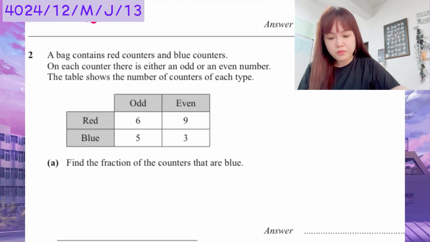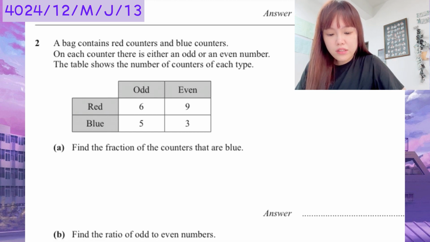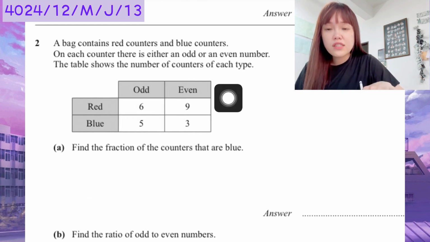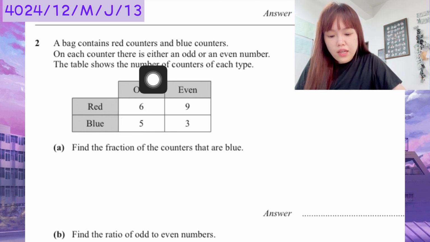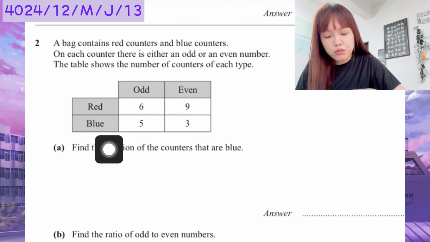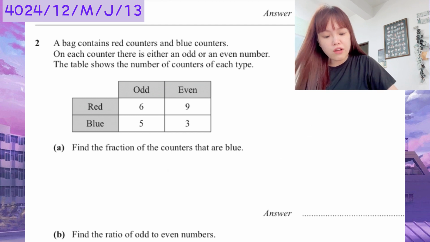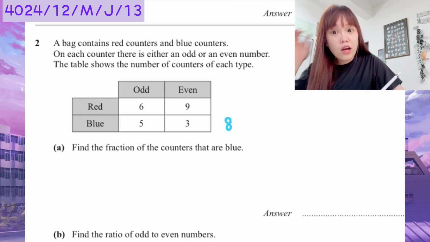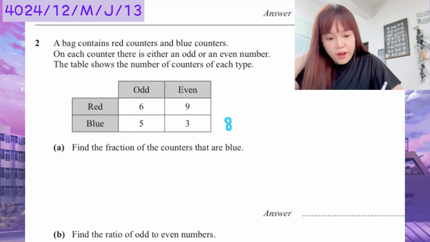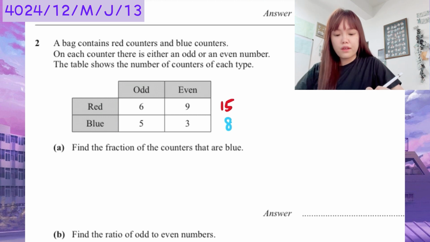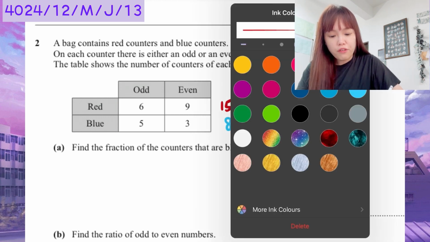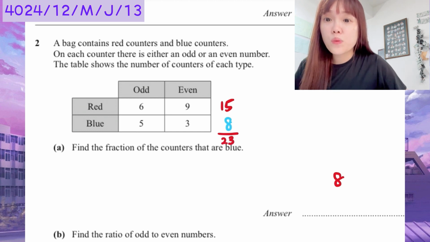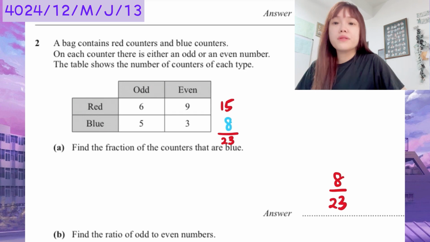Let's look at question number 2. A bag contains red counters and blue counters. The total is the total counters in a bag, right? And each counter has either odd or even, so it can be odd red, odd blue, or even red, even blue. Find the fraction of the counters that are blue. We look at the blue column, which is 5 and 3. 5 and 3 total up is 8. There are 8 counters that are blue, and the red is 6 plus 9, which is 15. The blue one is 8 out of the total, and the total is 15 plus 8, so it's 23. So 8 over 23. That's it.